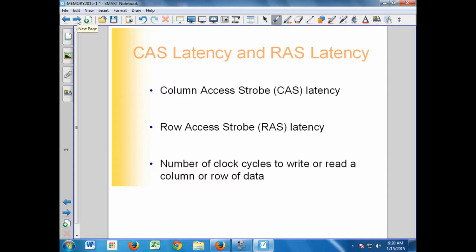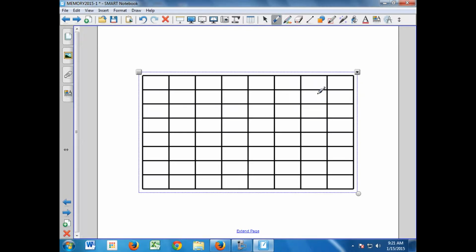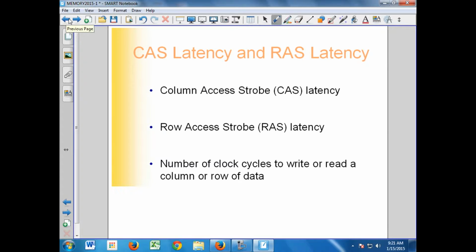Something else we need to know about. When we write into memory, think of it like a big table. And the table has columns and rows. And every single time it goes to write in here, it goes to write my numbers. Is it only ever 0 and 1? It's binary. Yes. Yeah, it's always 0s and 1s. So every time it goes to write, it doesn't just write like this, okay? It takes a certain number of cycles around the motherboard before the memory all gets written, okay? And the number of cycles it takes is what column and row latency is. It's called the CAS latency, column access strobe latency, and the row access strobe latency. That's how many cycles around the motherboard it takes.